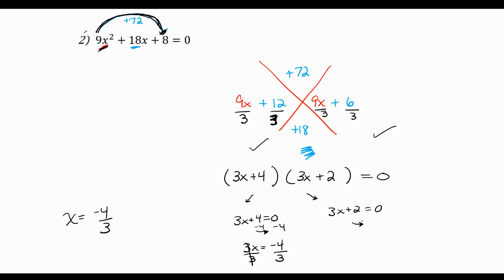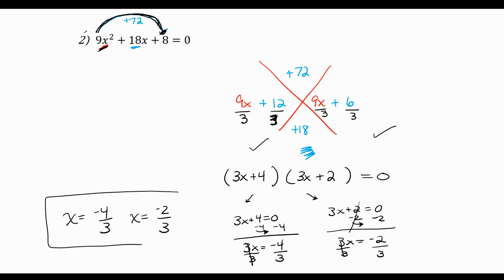This one's going to pop over. Subtract 2 from both sides. So 3x would equal negative 2, and divide by 3, right? So there's your second answer: x equals negative 2/3. And we're all done.